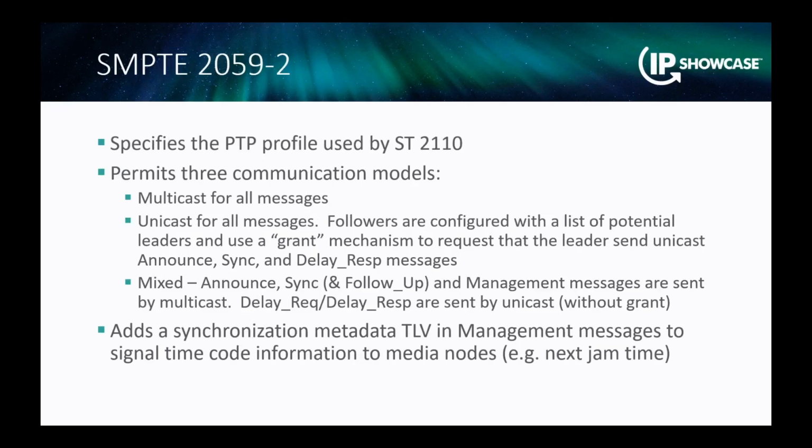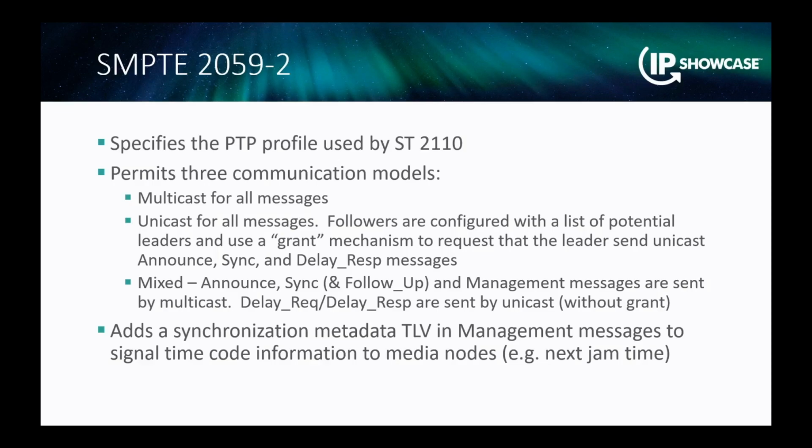I mentioned it defines what our message rate limits are. It also defines 3 different communication models. Multicast is the simplest. It's the least amount of configuration because the devices are using that one well-known multicast address. So it's very easy to set up, but it's not very scalable. If you think of that message exchange I showed before, if we're doing multicast, that means every follower is sending delay requests that every other node is going to see because they're listening on that multicast address.